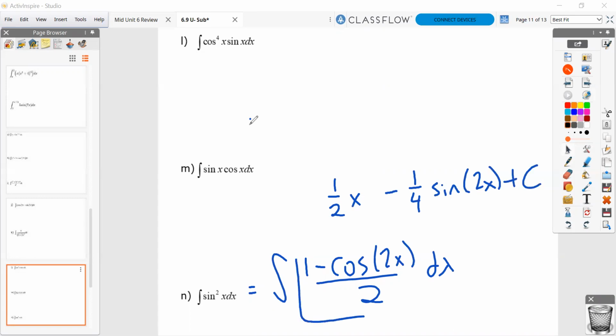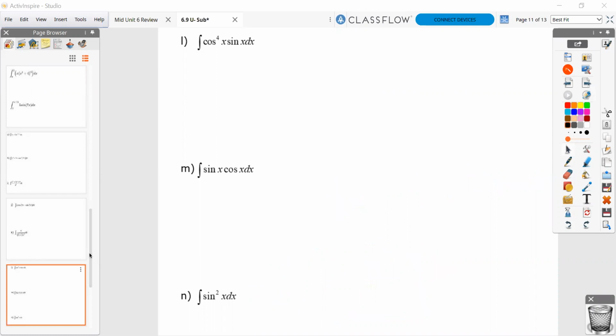Again, this is highly dependent on you knowing this identity, which I don't think is something you have to have memorized. But I'm just here to show it to you because maybe you'll see it someday, and maybe you'll remember. Maybe you won't. I don't know.